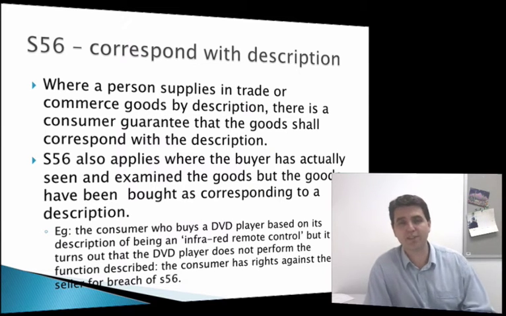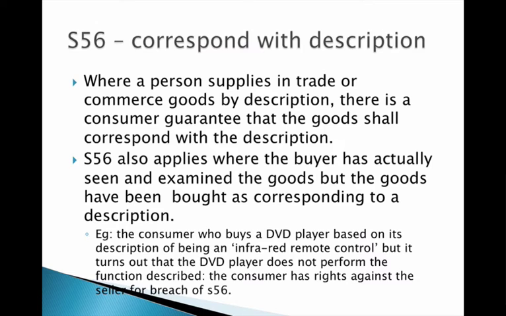Here we have section 56, and 56 applies whether the person has actually seen the goods and examined the goods or not. So examination of the goods doesn't preclude this guarantee that they will match description. So what does this actually mean? The example here is that if someone goes in to buy a DVD player and it's described as being an infrared remote control DVD player, but it turns out that the infrared remote control doesn't work, the function doesn't work as described, then the consumer has rights against the seller for breach of section 56, irrespective of whether they've actually seen it or not.